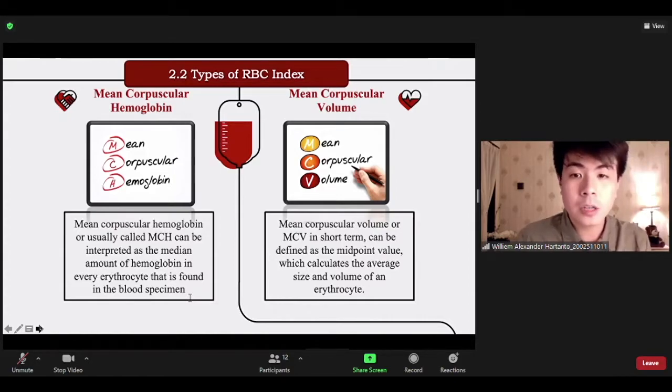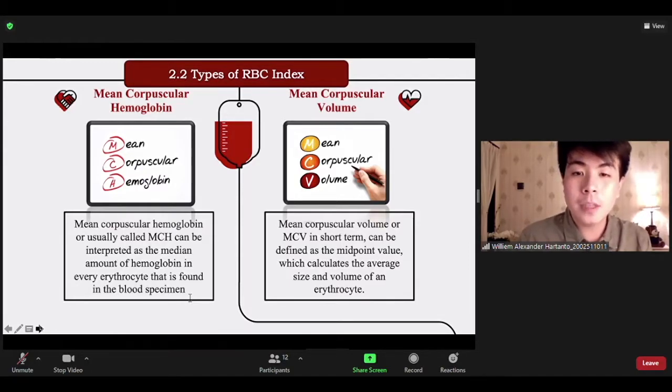Numerous factors can contribute to the low level of MCH, which is usually caused by the lack of hemoglobin production, usually in patients that suffer from thalassemia. Next is mean corpuscular volume, or MCV in short, that can be defined as the midpoint value, which calculates the average size and volume of an erythrocyte.